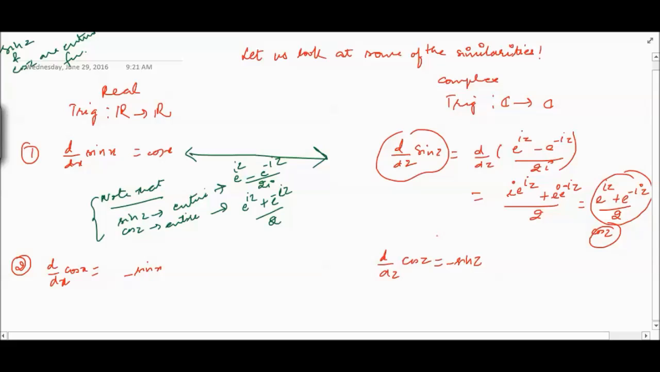For example, sine is a periodic function with period 2 pi. We have the third similarity. We know that sin(2 pi k + x) is equal to sin x, where k is an integer. A similar thing we can prove here: sin(2 pi k + z) is equal to sin z. How can you prove this? It is very simple. You just use the definition.